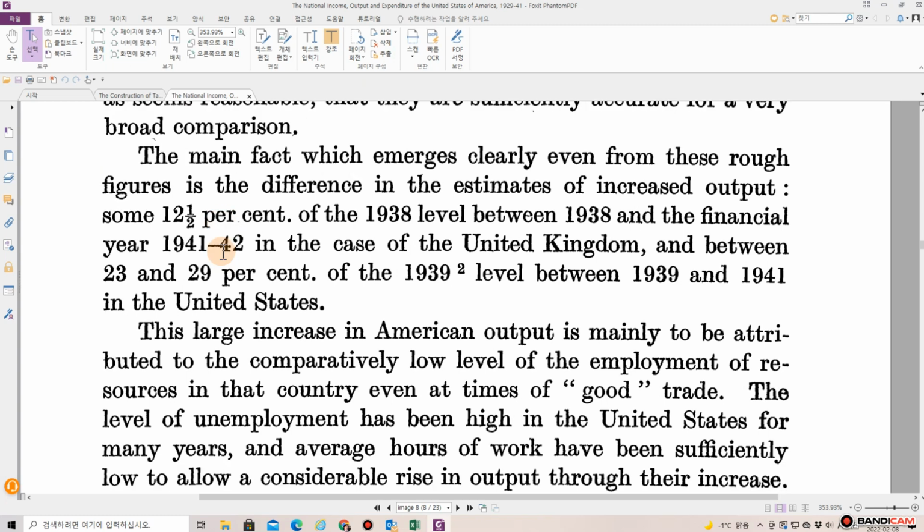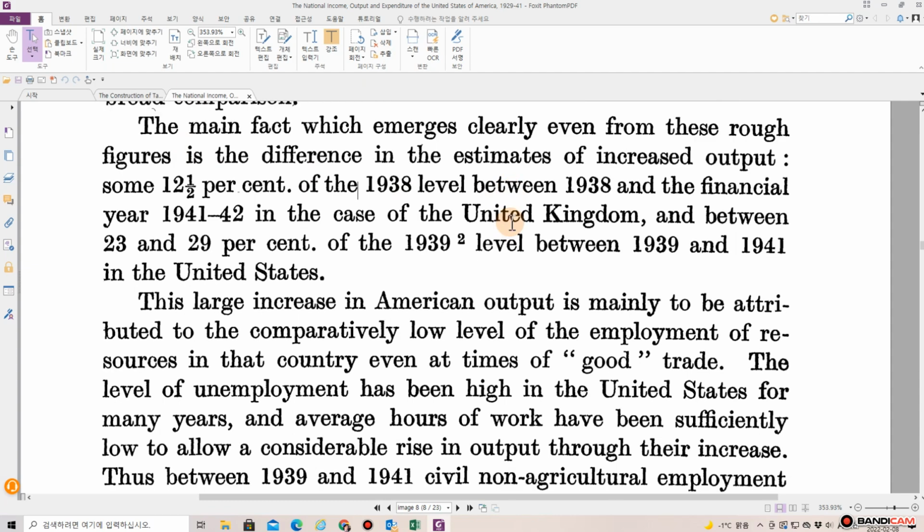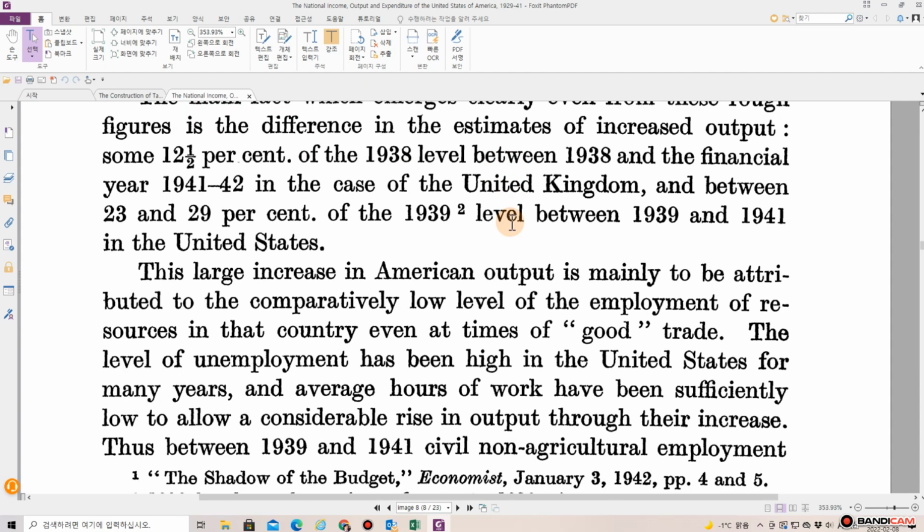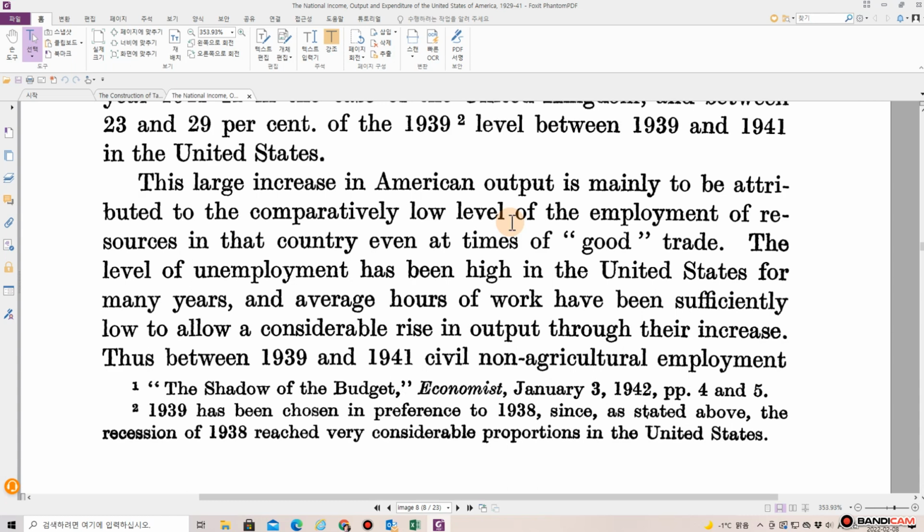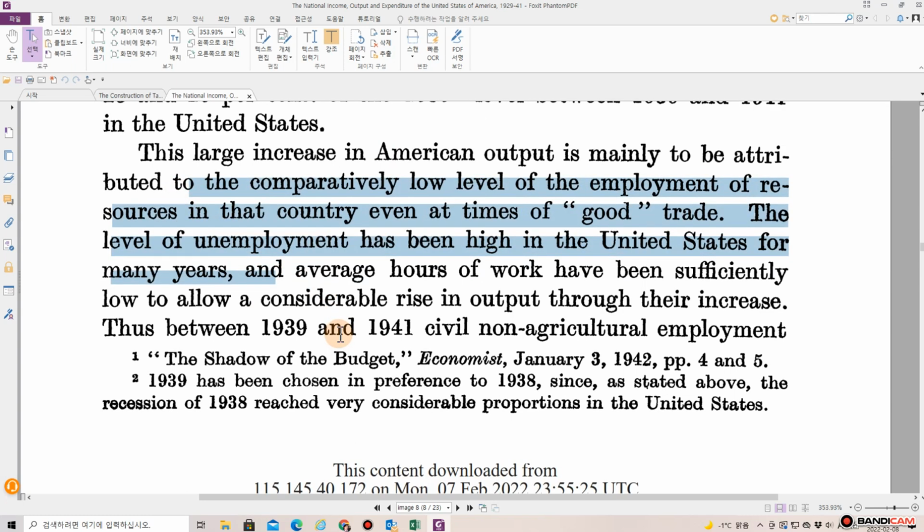The main fact, which emerges clearly even from these rough figures, is the difference in the estimates of increased output: some 12.5% of the 1938 level between 1938 and the financial year 1941 to 42 in the case of the United Kingdom, and between 23 and 29% of the 1939 level between 1939 and 41 in the United States. This large increase in American output is mainly to be attributed to the comparatively low level of the employment of resources in that country, even at times of good trade.